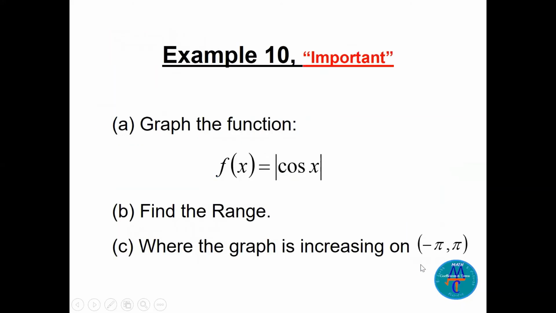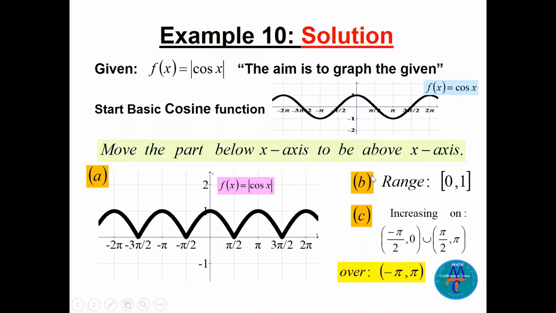Now let's graph the absolute value of the cosine x. Find the range where the graph is increasing on minus pi to pi. Now we know the graph of the cosine. So this is the graph of the cosine. It will start from 1 here. That's 1 period, from 0 to 2 pi. So this is the basic cosine.